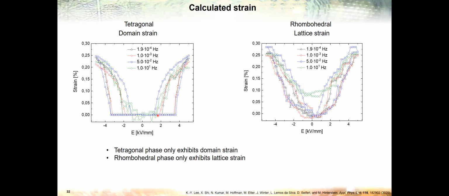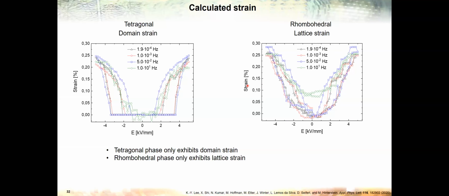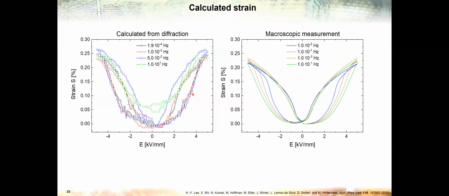Anyway, when we do the refinement of the different frequencies, especially the low frequencies, we can see that the behavior compared to PZT is fundamentally different. Again, we have two different phases, but in this case, the tetragonal phase only shows domain switching strain, and the rhombohedral phase only shows rhombohedral lattice strain. So this means it's not a combination of both strain mechanisms in both phases anymore. It's a clear separation. And with the phase fractions, we can again calculate the macroscopic strain loops.